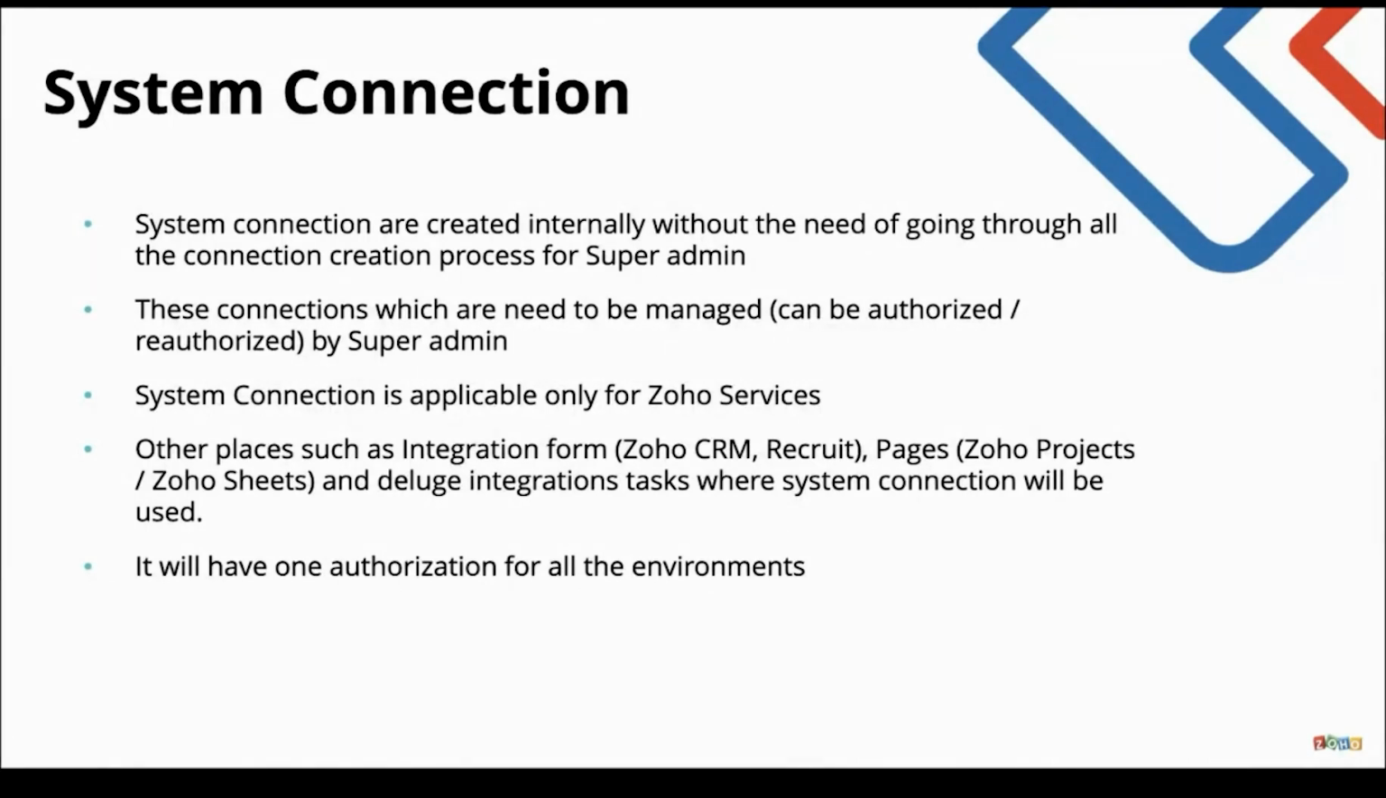And while we are using integration tasks for places such as Zoho CRM or Zoho Recruit, or while we are using Zoho Projects or Zoho Sheets in our pages, the connection object can be made an optional parameter. If we are not passing the connection object over there, the system itself will generate one for it. Okay, and while we are authorizing these system connections, it is mandated that we authorize it for all the environments at once. We cannot do it like what we did for the user connections.